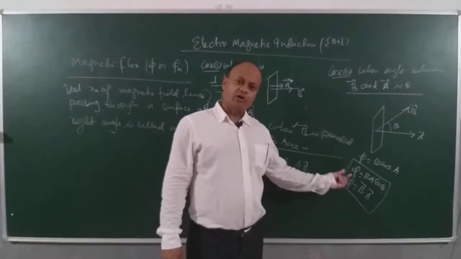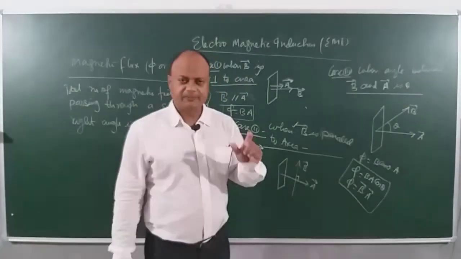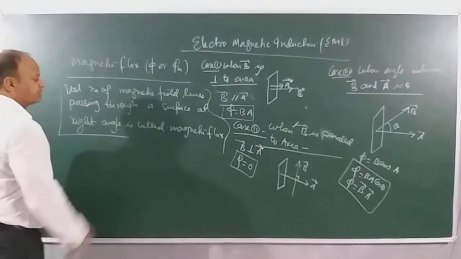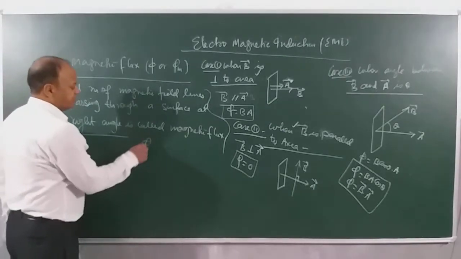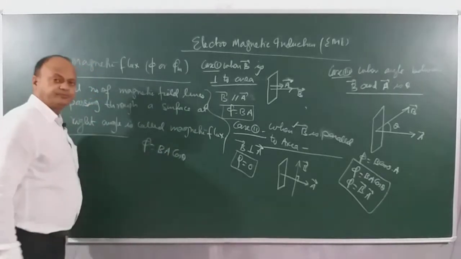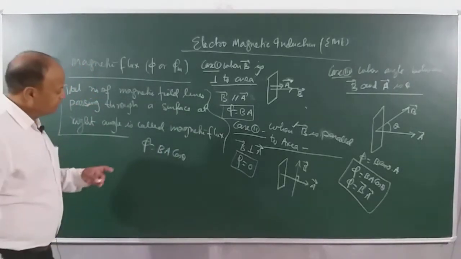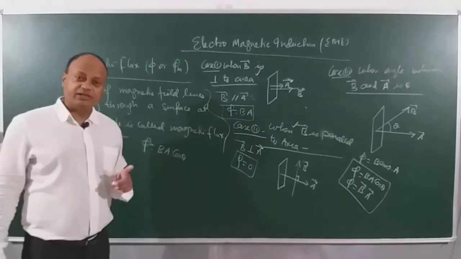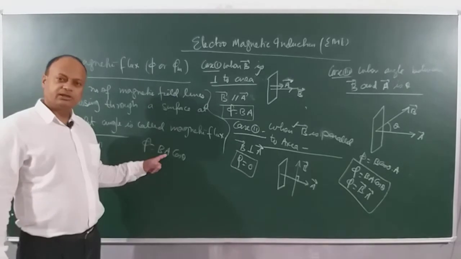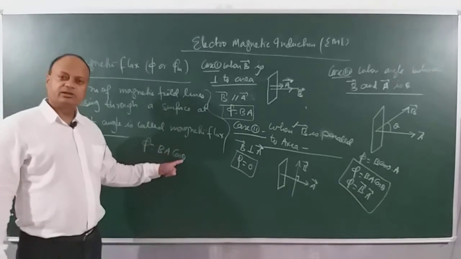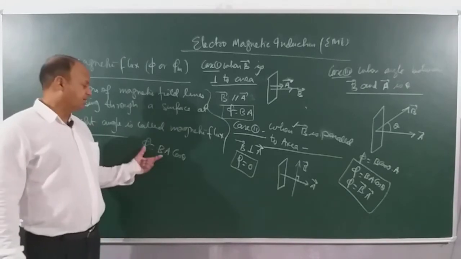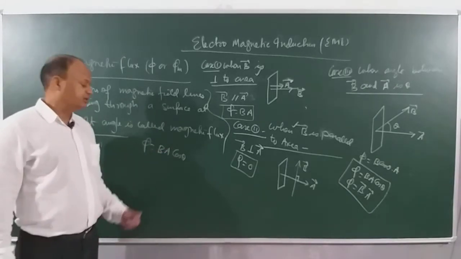Here, on what factors does the magnetic flux depend? Now that is very important. On what factors does the magnetic flux depend? We said phi is equal to BA cos theta. If I want to change magnetic flux, I can do it in 3 ways. There are 3 factors. I can change the magnetic field, or I can change the what? Area, or I can change the what? Angle theta.